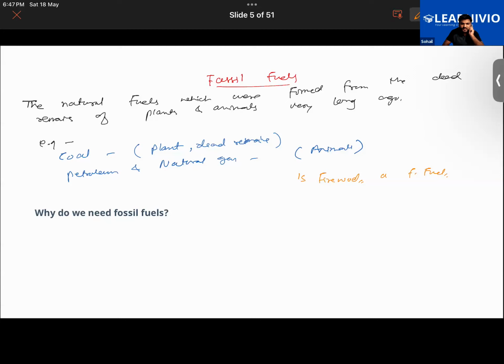Yes, complete. You were saying something. See, basically the thing is, firewood is wood that you use to burn, either for cooking or for some other purposes in industries.